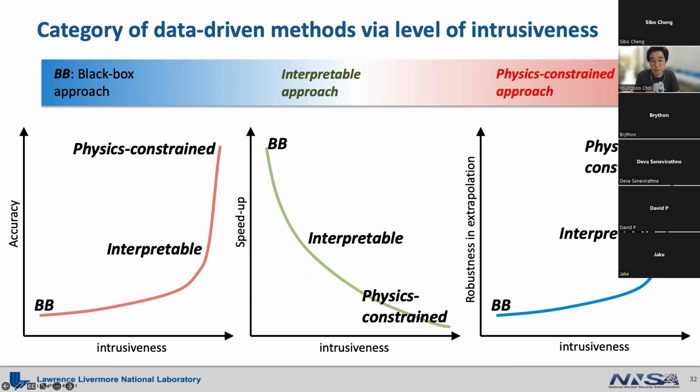Also, the physics-constrained reduced order models are more robust in extrapolation than the black box reduced order models, which becomes very handy when solving a PDE-constrained optimization, such as design optimization.